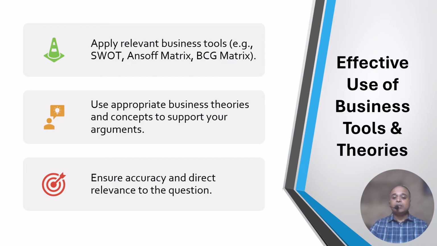Let's take an example. If a question asks about a company's growth strategy and you state the company should use the Ansoff matrix, you won't get many marks. Instead, be specific. Say, since XYZ company is launching a new product in an existing market, the most relevant growth strategy in the Ansoff matrix is product development. This kind of precise application will make your answer stand out.